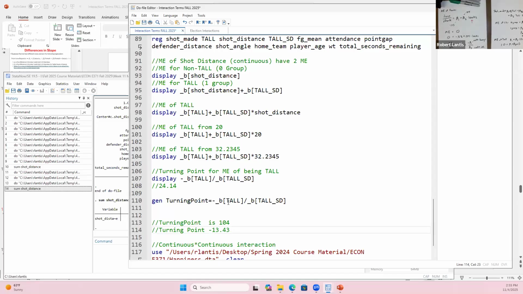If shot distance is how far away I am from the basket, and I find a negative turning point for the marginal effect, can that ever occur? The closest I can be is 0. It only works in a positive direction. So these ones are sometimes easier to rule out. It's these really high values, right, that might go outside the maximum of our variable, which is a little bit trickier maybe.